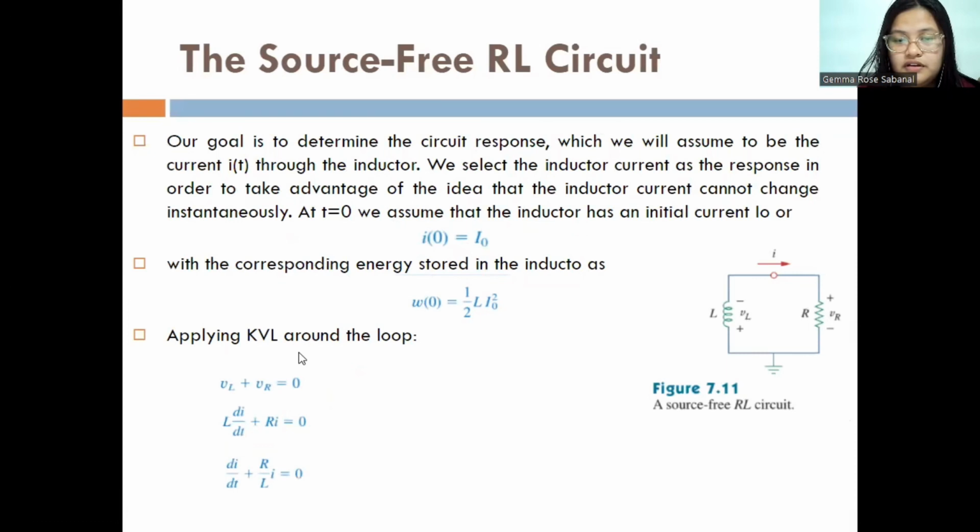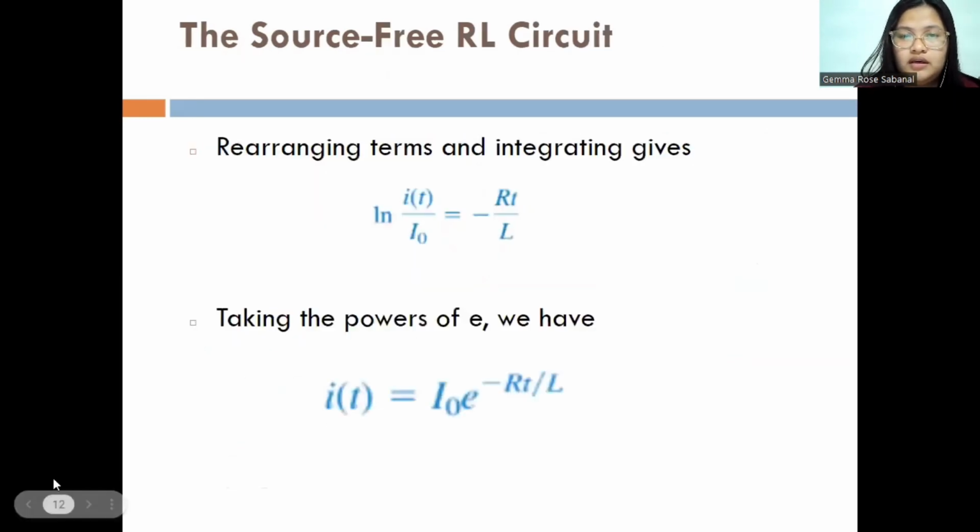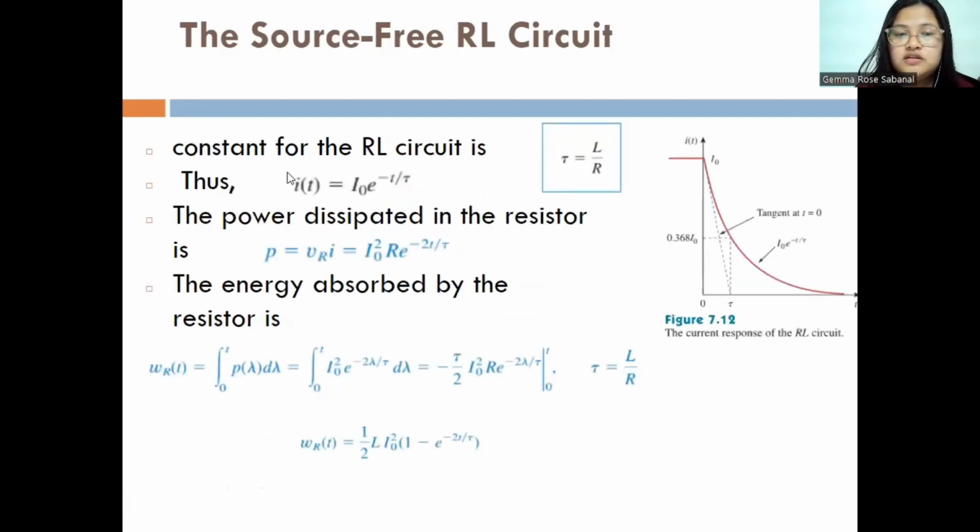Applying the KVL around the loop, this will be the formula we get. Rearranging the terms and integrating, it gives us this. And taking the power of e, we have this one. The time constant for the RL circuit is tau equal to L over R. Thus, i(t) is equal to I0 e to the negative t over tau.